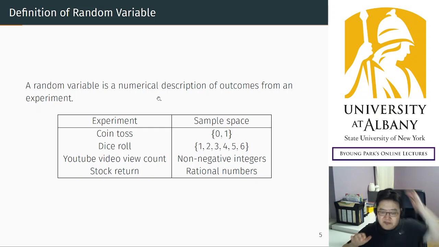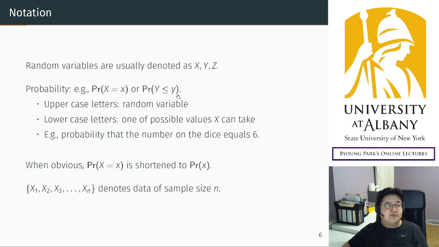Okay, so this is the basis of what we are going to do, because we will assume that the variables are numbers. So we are going to define notation based on this setup. Usually we are going to denote the random variables as X, Y, or Z, as a capital letter. And we are going to denote probability in this way. Say, for example, probability that random variable X equals lowercase x, or probability that capital Y is smaller than or equal to lowercase y.